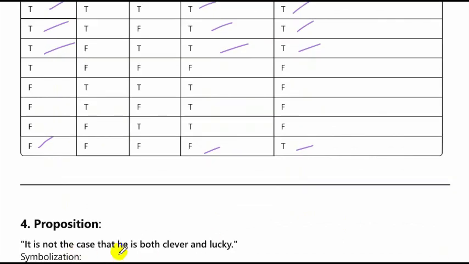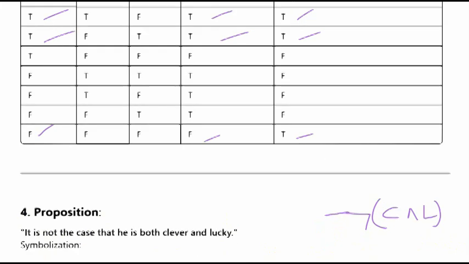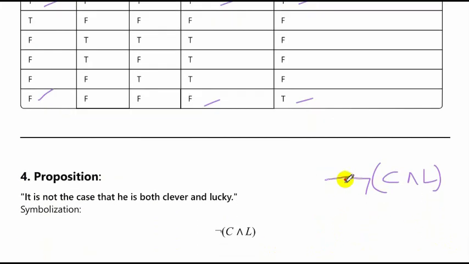It is not the case that he is both clever and lucky. Alright, so first we do negation. Now we need to know negation, so first we solve this for the truth table. Let's look at how it is solved. Negation is very simple. If one is true, then the other will be false. If the first is true, the premise is true, then the conclusion will be false. And if the premise is false, the conclusion will be true.